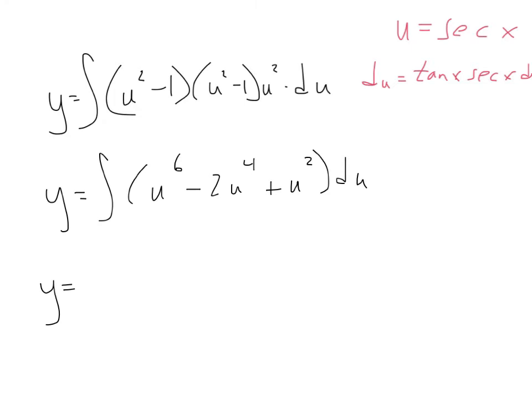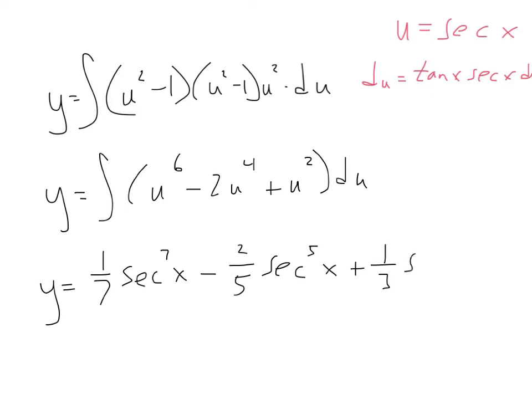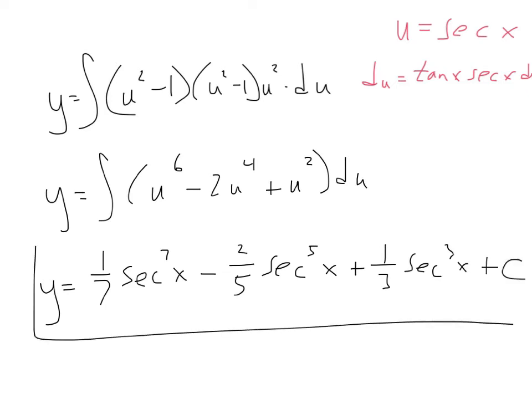So when I actually integrate, we'll end up with 1/7 u to the 7th. I'm going to substitute back in right now. So secant to the 7th x minus 2/5 secant to the 5th x plus 1/3 secant cubed x plus c. And we could do some factoring with this if we wanted to, but this is our answer. I've ended all of these examples and videos with, hey look, here's an answer that really doesn't look very pretty or very nice, but it can be done, and we're excited about the fact that we can get through these problems.